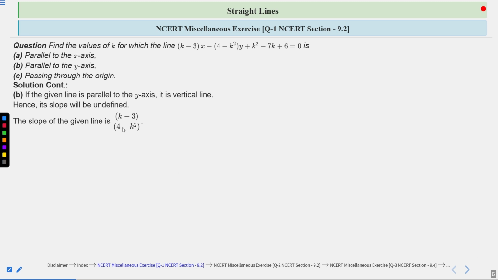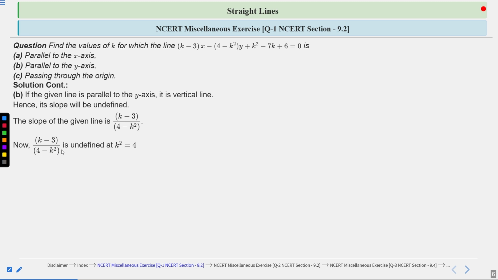So what is the slope of the given line? We have already found it: (k minus 3) divided by (4 minus k square). Here we are taking the given line to be parallel to the y axis. So the expression (k minus 3) divided by (4 minus k square) is undefined when 4 minus k square is 0.